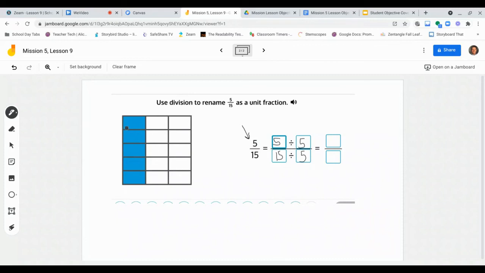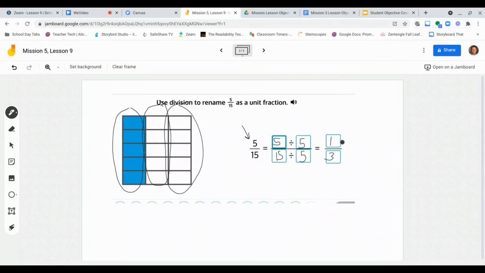Now if I look here with the area model, I have 5/15 is what I started with. And I'm just going to group them in groups of 5. And when I'm grouping them, just like dividing, I have to put the same number in each group. That's why when I divide, I have to divide by the same number. So I put them in groups of 5. So 5 divided by 5 equals 1. 15 divided by 5 equals 3.